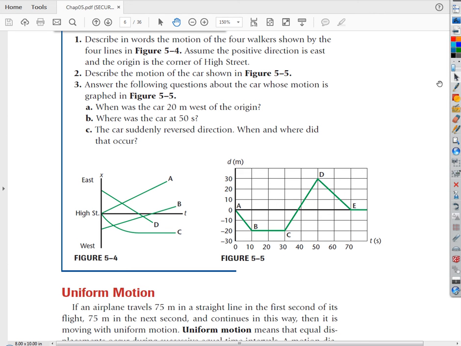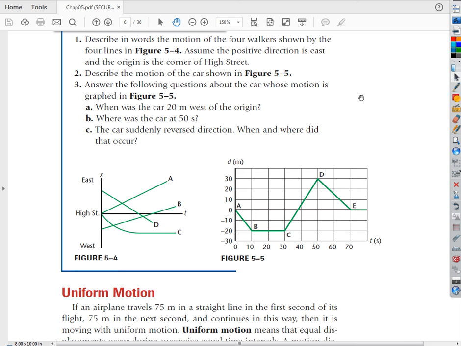Okay. So let's see. Moving on to number three. Hagen, how about figure 5.5? I want to know when exactly was the car 20 meters west of the origin? From B to C. So from 10 to 30 seconds after it started, the car's going to be at rest 20 meters west of the origin. Good.